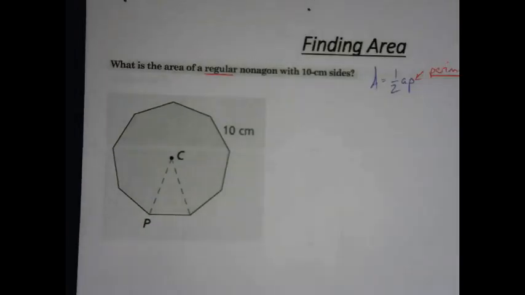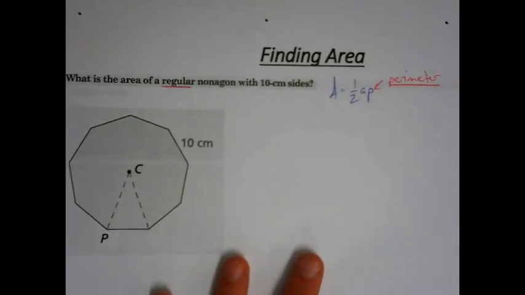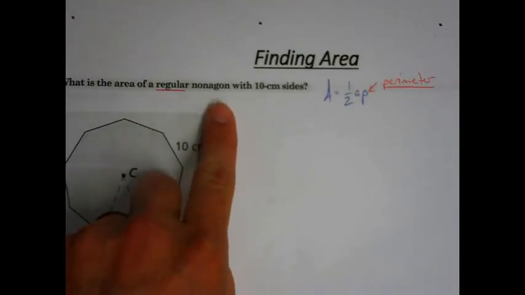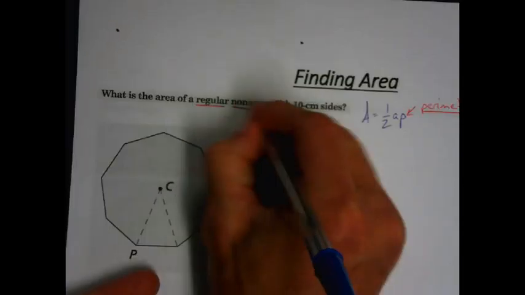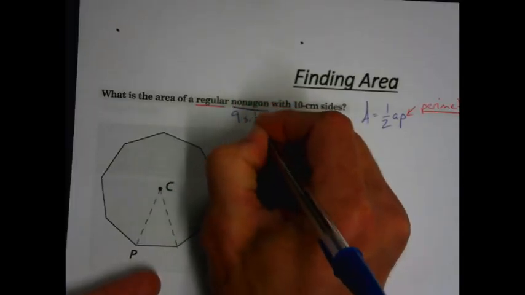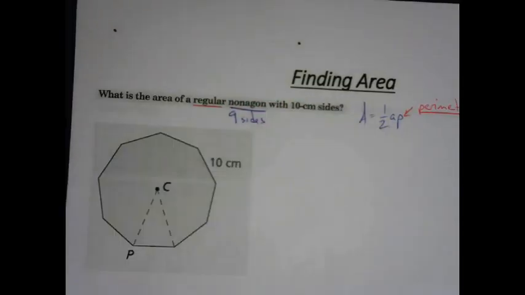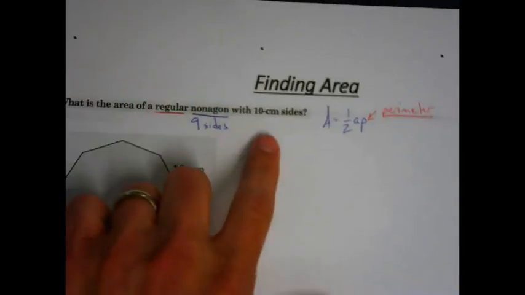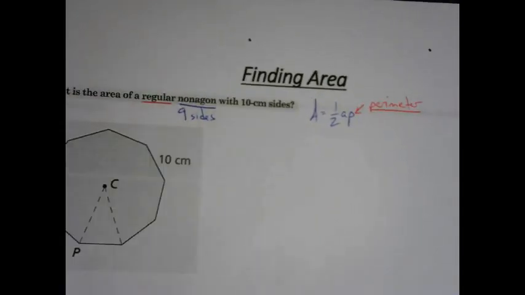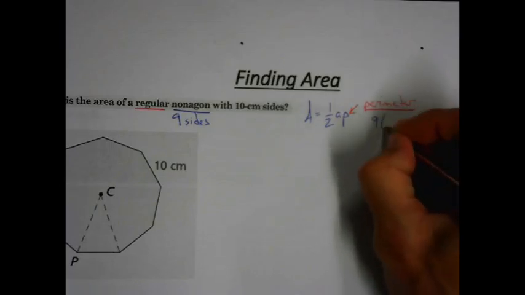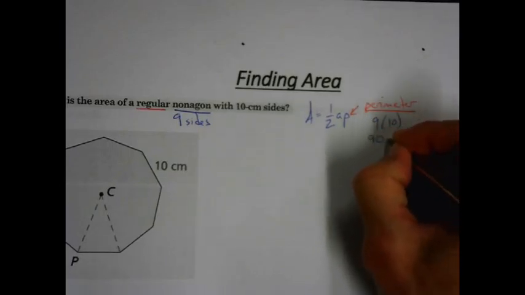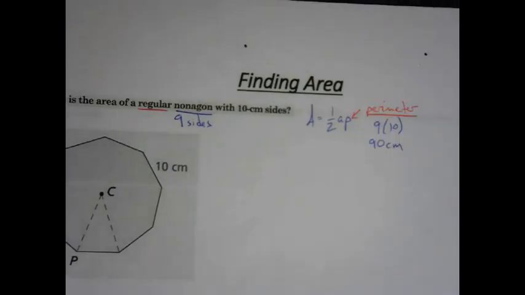The perimeter is quite simple to find because we're dealing with a nonagon. Now, do you remember what nonagon means? Hopefully you remember nonagon means we have 9 sides. So if we have 9 sides and each side is 10 centimeters, we know our perimeter is going to be 9 times 10, or 90 centimeters. So we know our perimeter.